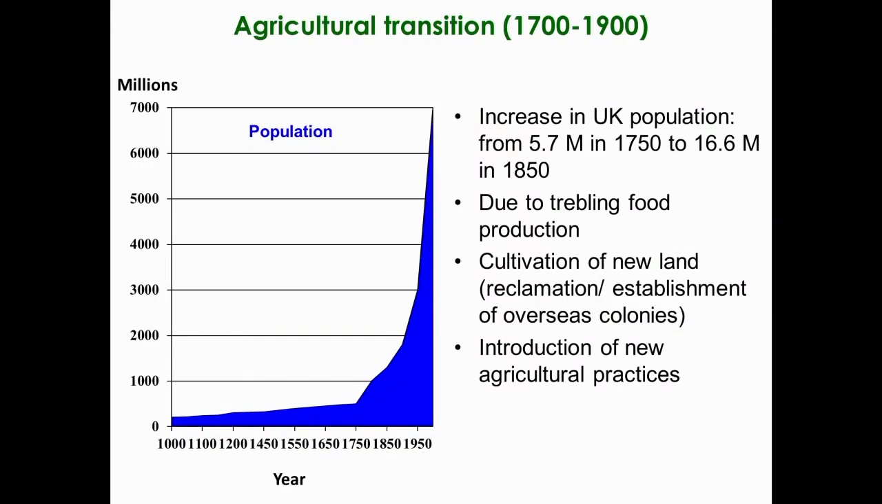Because of this increase in agricultural productivity, we were able to give rise to increases in our human population. So I showed you this graph yesterday, and this increase in population in the 1800s was largely due to this ability to extend the agricultural productivity through these processes that I mentioned.